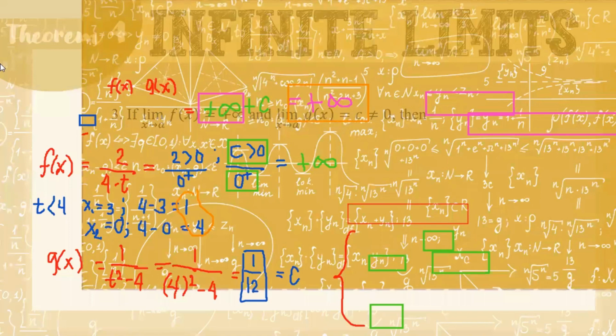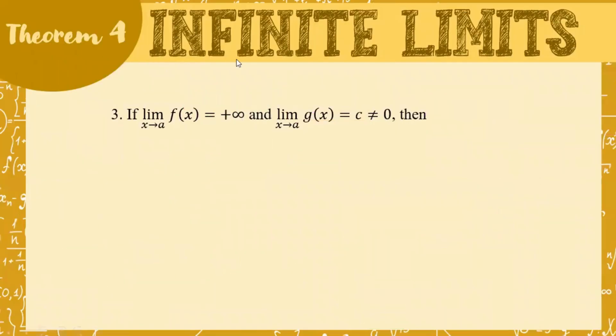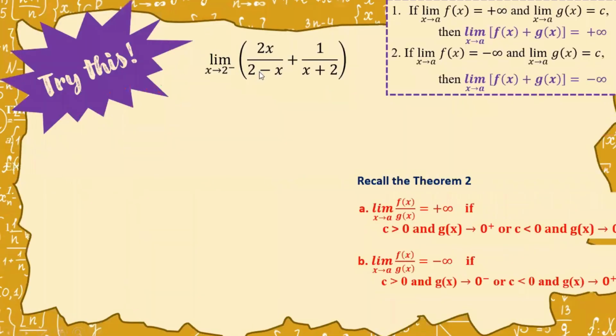Ayan. So, ito yung try this natin. Ano to? Ay, theorem 4. Wala palang try this. Ito pala yung try this. Okay. So, ayan. For try this, we have here the limit of the quantity 2x over 2 minus x plus 1 over x plus 2.